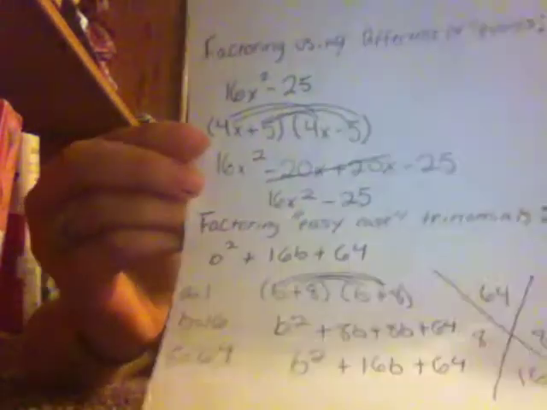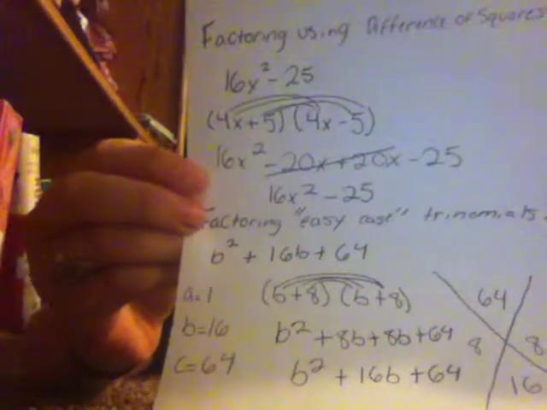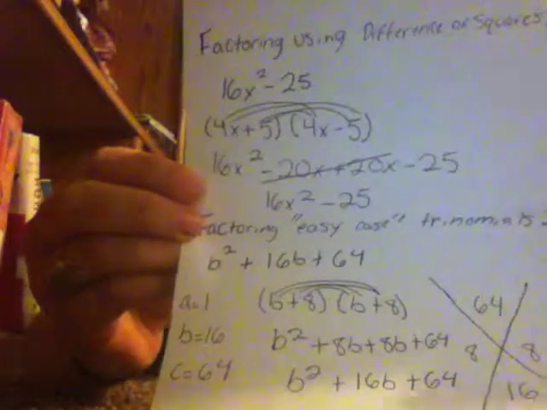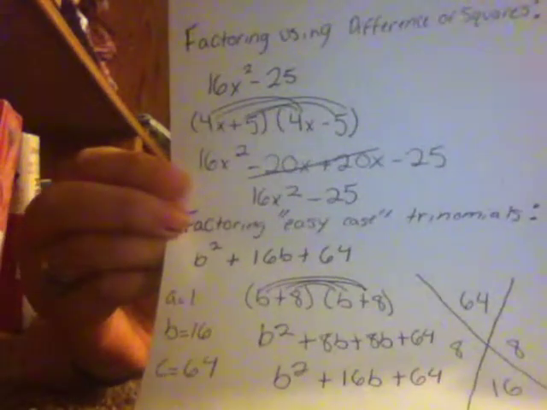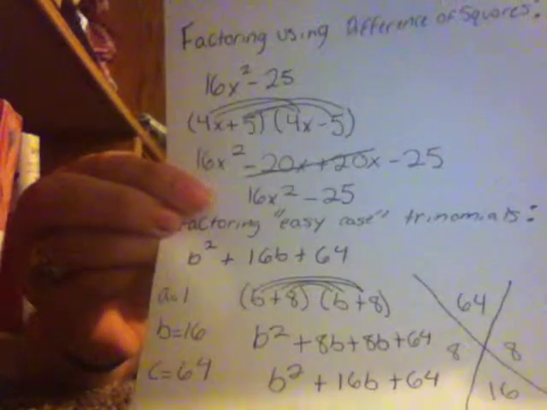I used the distributive property and got 16x squared minus 20x plus 20x minus 25. Negative 20x and positive 20x cancel out, and you get 16x squared minus 25.